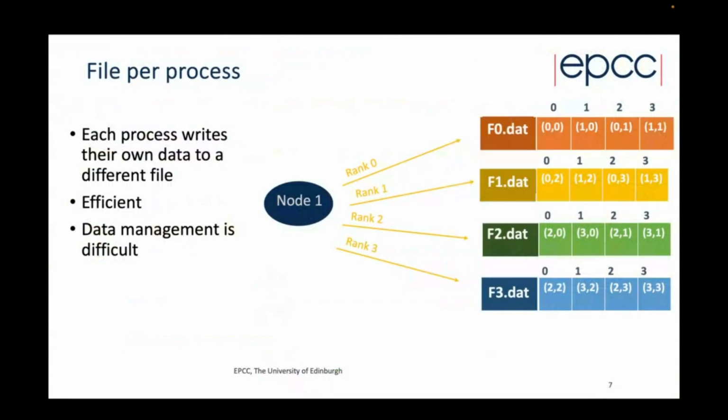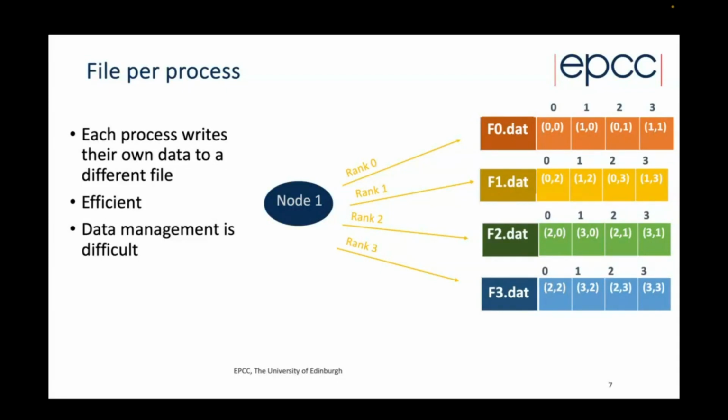So each rank has its own subgrid in column ordering, and each rank will write to a different file. So that's easy to do. It's actually also efficient, but from a data management point of view, it's a nightmare because you'll get one different file for each rank.